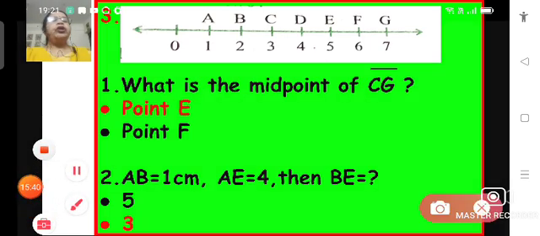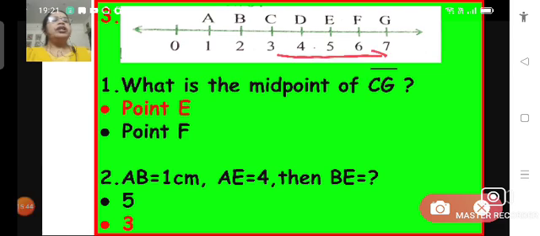What is the midpoint of CG? This is CG. So, what is the midpoint of CG? Midpoint means it will be in exactly the center of CG. So, E is the midpoint, isn't it? Because on both sides of E we have 2 units. CE is 2 units and EG is also 2 units. So, point E is the midpoint of CG.